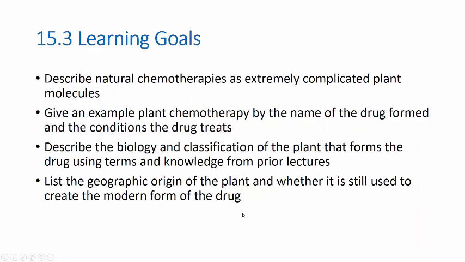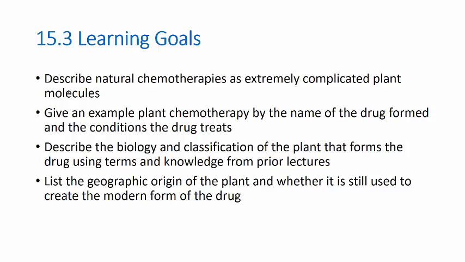All right, let's move on to chemotherapy. And I had originally planned on doing 2 chemotherapies, but this lecture was getting long enough that I was like, I'll just go with 1. So we are going to describe a chemotherapy as an extremely complicated plant molecule. It's not going to have a repeatable structure. So chemotherapy to chemotherapy, these things are wacky complicated, and sometimes they involve more than one molecule attached to each other. And so we're not going to try to give them a chemical classification.